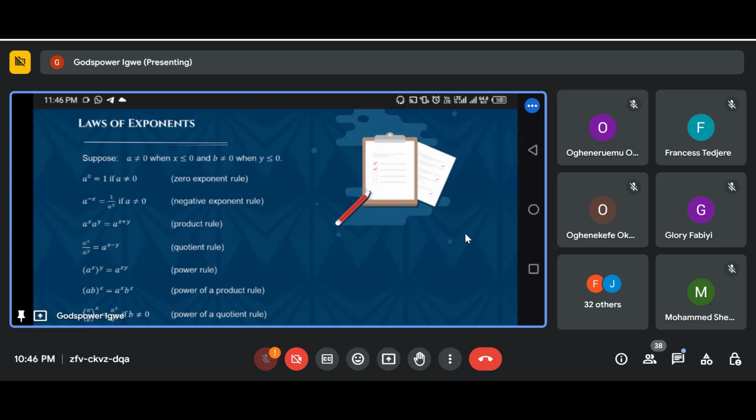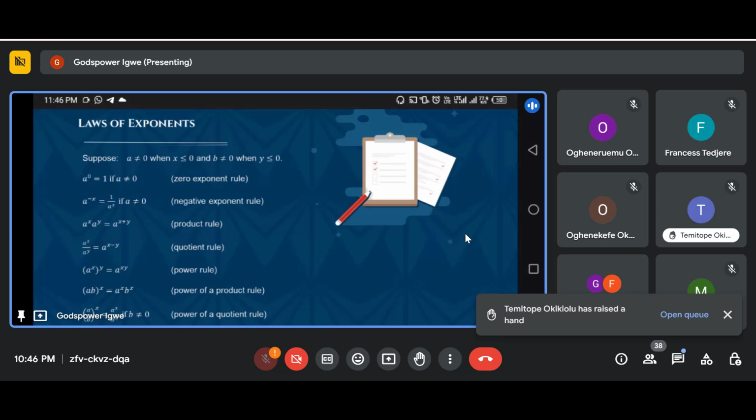I hope you understand. Now, if we have (ab) to the power x, you know that a is raised to power x and b is the same thing raised to power x. Then if we have a over b, all raised to power 2, that's the same thing as a squared over b squared. We get all this already.